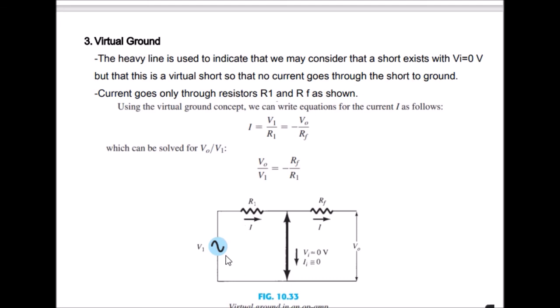Ibig sabihin yung current ng I dito, since walang current na pumupunta dito, it goes directly dito sa RF. So whatever is your R1 will also be your RF. That is because of the concept of virtual ground. Alright? Current goes only through resistor R1 and RF as shown. So using the virtual ground concept, we can write equations for current I as follows. So kapag walang voltage dito, walang current, we can say that I is equal to V1 over R1.